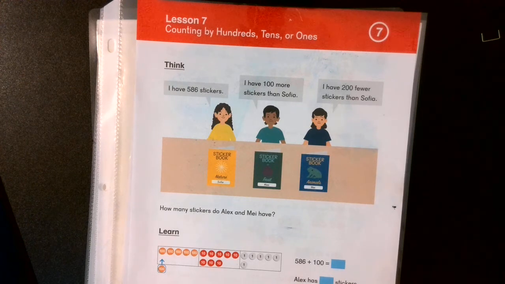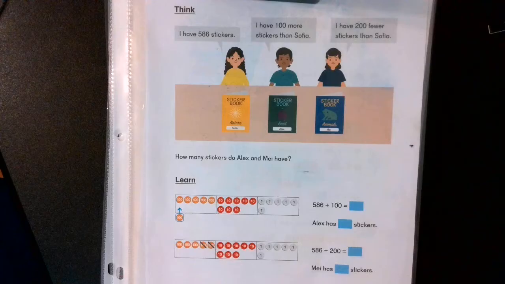So here we have what? 100 more. So that means what? We're going to have to add 100 more for Alex. Over here for May, I have 200 fewer. So fewer would mean what? I got to take away 200. So think about this. How many stickers do Alex and May have?